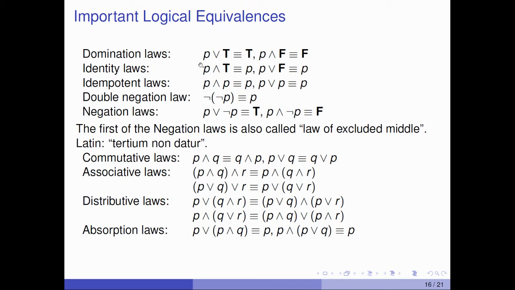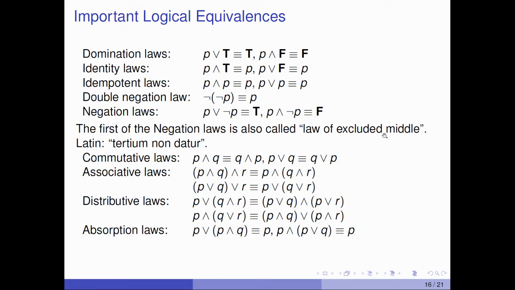Identity, meaning it's preserved. P and T, it will just be P. P or F is P. This is for idempotent. For double negation, we have discussed this. Not not P becomes P. For example, it is not true that I am not going to town. So if you negate that, I go to town. Negation laws, P or not P is true. We also did this. P and not P is false.